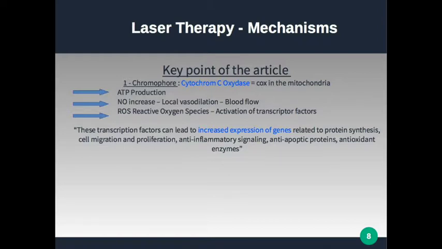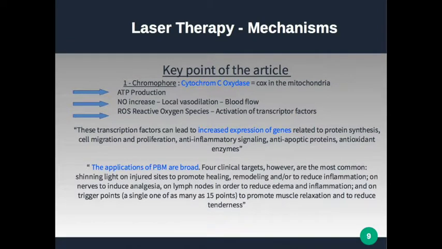It also stipulates that the applications of photobiomodulation are broad. Four clinical targets, however, are the most common: shining light on injured sites to promote healing, remodeling and/or to reduce inflammation, on nerves to induce analgesia, on lymph nodes in order to reduce edema and inflammation, and on trigger points to promote muscle relaxation and to reduce tenderness.